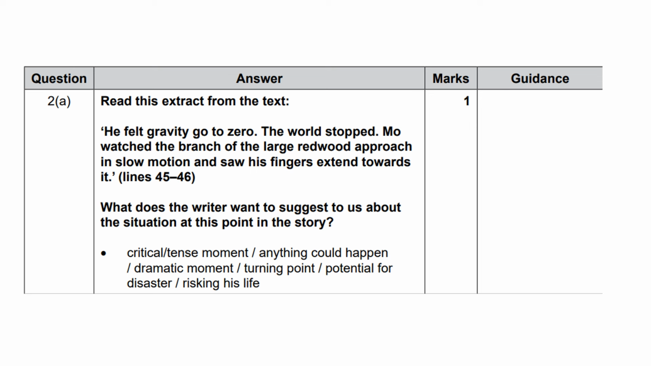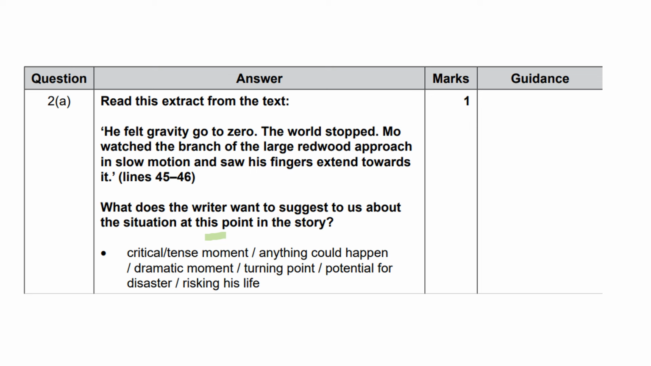Here the writer wants to suggest about the situation at this point in the story that the situation is really critical. It is a tense moment. Anything could happen. A dramatic moment. This is the time when the main character is trying to reach Nameless by climbing a neighbor tree. So he is risking his life, with potential for danger, because he has decided to jump from a neighbor tree to Nameless, and definitely if there isn't any gravity he will not fall.